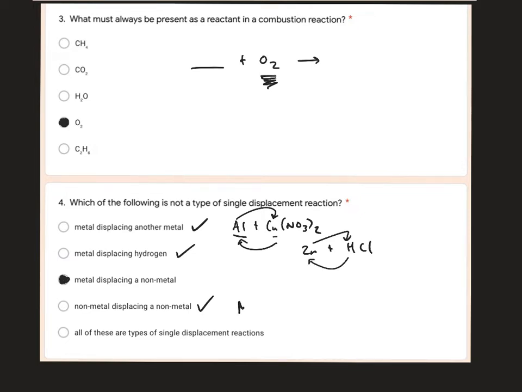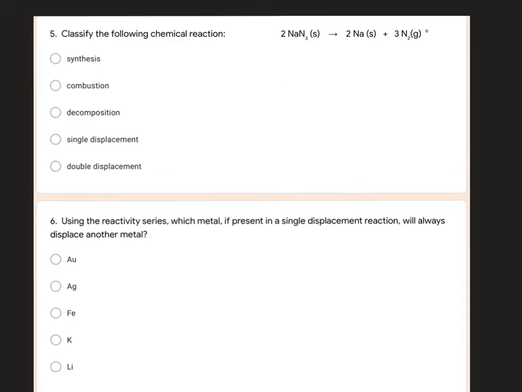Down below here would be something like, I don't know, MgBr2 plus chlorine gas. Now you're looking at the element here, chlorine replacing the bromine, but those are both non-metals. Chlorine's a gas, bromine's a liquid, so those are non-metals. So all of those have examples of single replacement reactions. This one does not.